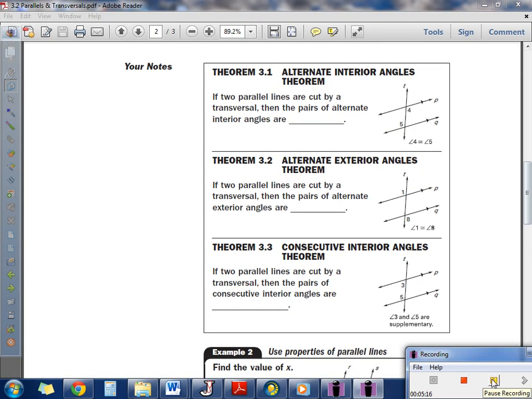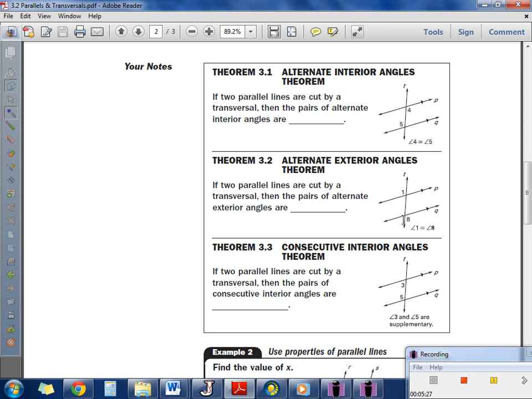This real quick is a review of yesterday. Identifying these positions. These are in what position? Those are alternate interior, and it tells you that. The key thing you need to understand is that they are congruent, which is noted right here. The next one right here, what location are they in? Alternate exterior. Why do they use the word alternate there? They alternate sides over the transversal. And why are they exterior? Outside of the parallel lines.